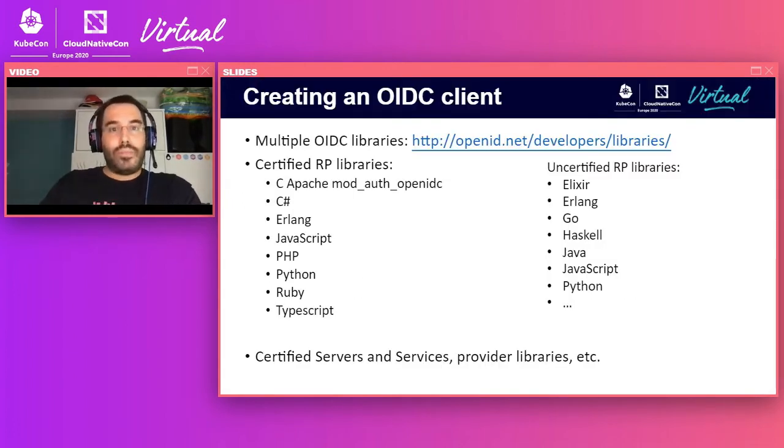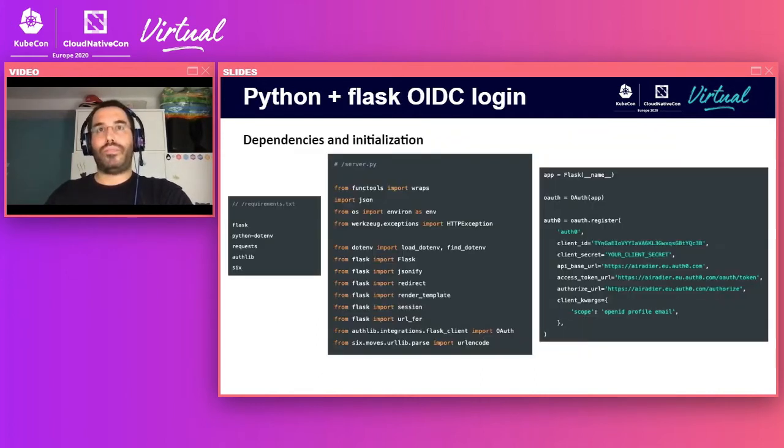Let me move on. So OpenID Connect is a simple protocol, so it can be implemented from scratch, but this is usually not necessary, as there are plenty of available libraries, some of them certified, for implementing relying party clients in multiple languages, or to implement different OpenID Connect servers and services. Let's see a Python example using the Flask framework. I won't go too much into the details, but basically we declare some dependencies for Flask, request, and auth-div, which is the library implementing OpenID Connect.